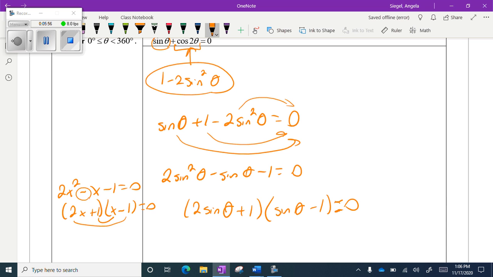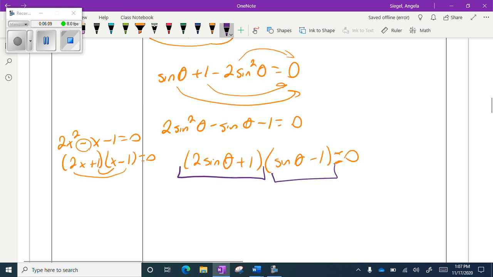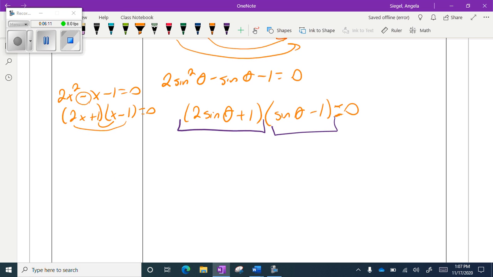So in algebra, the zero product property says if I set this equal to 0, the whole thing will equal 0, so it'll make it true. And if I set this equal to 0, the whole thing will be 0, and that'll make it true. So what we're going to do is focus on each one at a time and set them equal to 0.